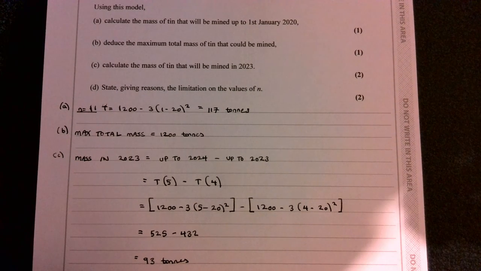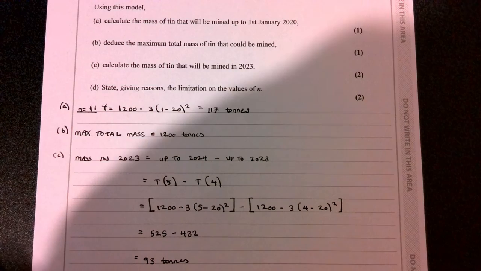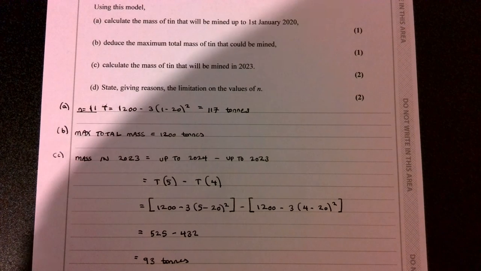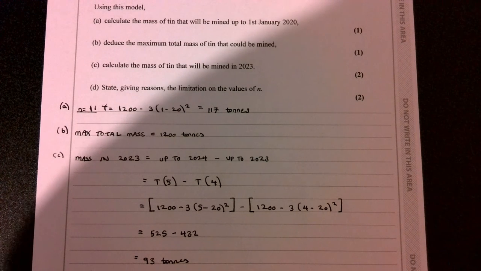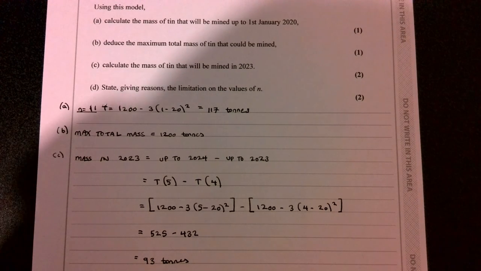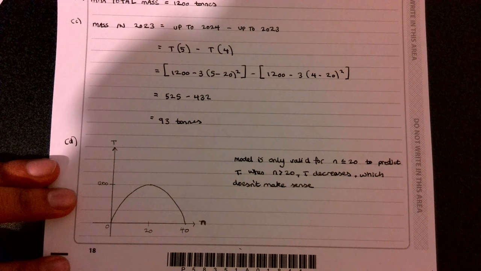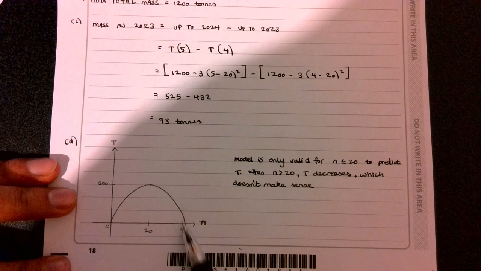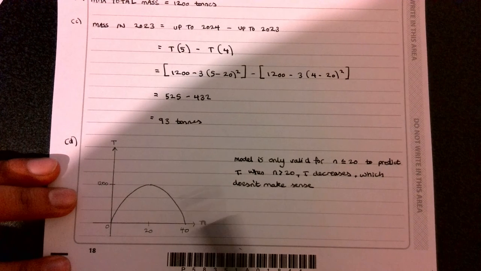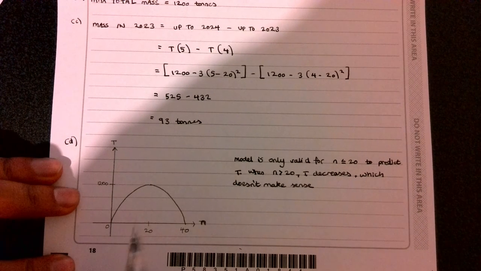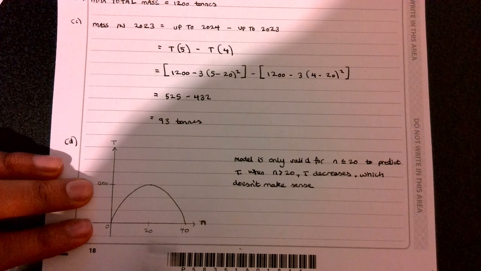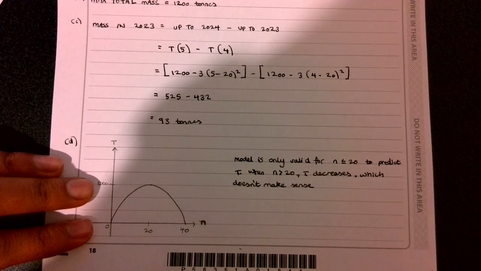Now for part D, we have to state, giving reasons, the limitation on the values of n. So to do this, I think it's best if we draw the actual graph of t versus n, which I'll do right now. So having drawn the graph of t versus n, we have over here a negative quadratic, and the maximum point is at 1200. It crosses at 0, and through symmetry it would also cross through at 40, and you can work that out.